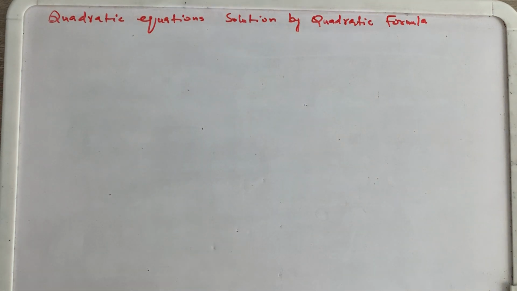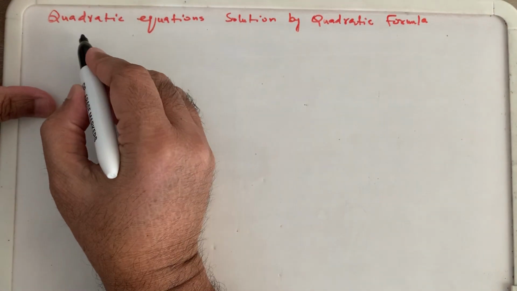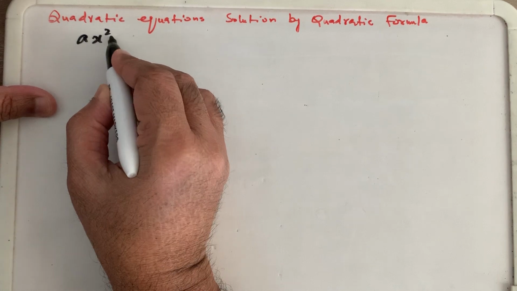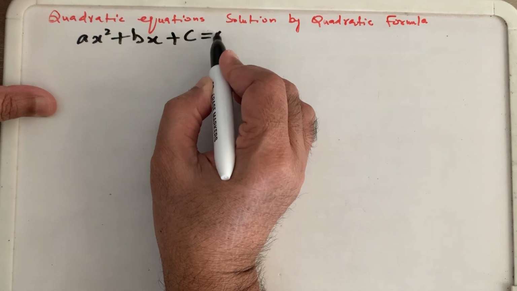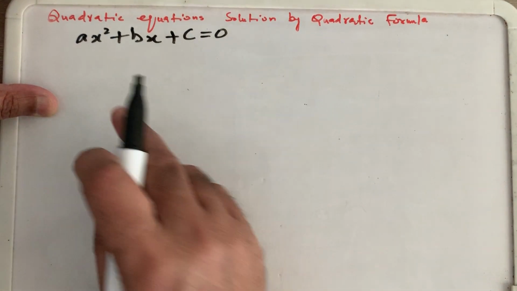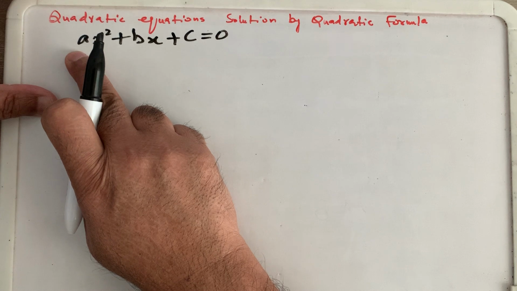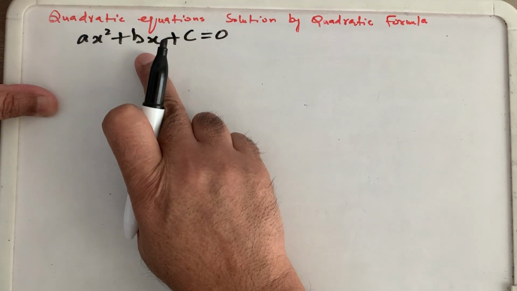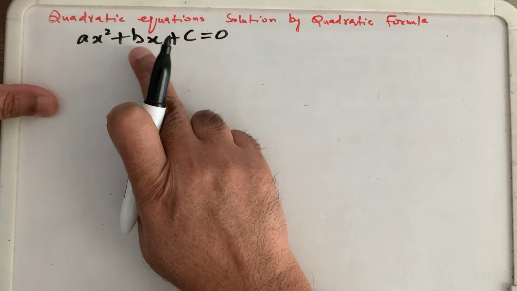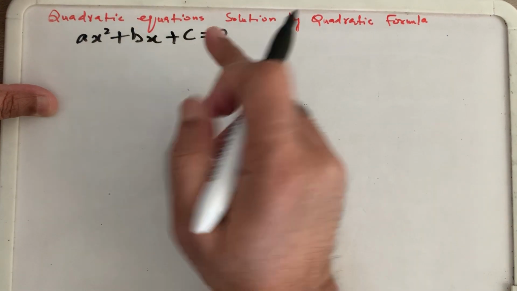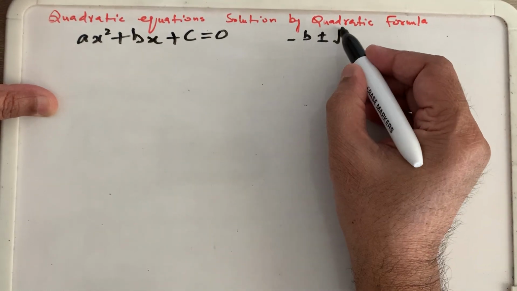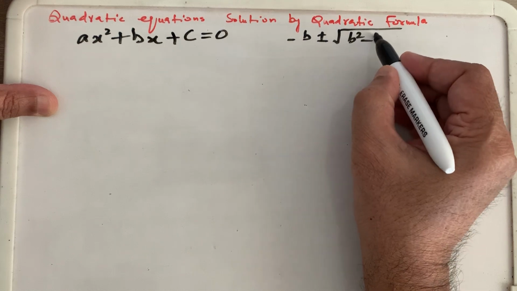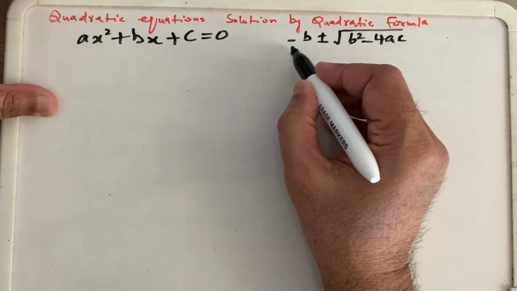Today we will be solving quadratic equations by the quadratic formula. We all know that a quadratic equation means ax squared plus bx plus c. When the equation is of this form, we say that it is a quadratic equation. Something with second degree, the coefficient of the second degree variable is a, then the coefficient of the variable is b, and the constant. So the formula is minus b plus minus the square root of b squared minus 4ac, divided by 2a.